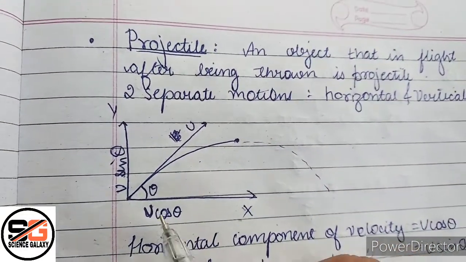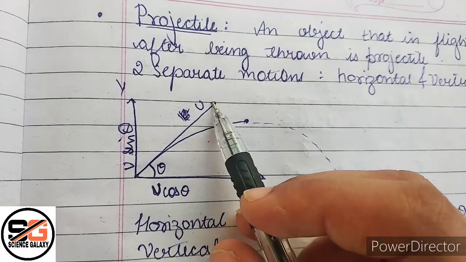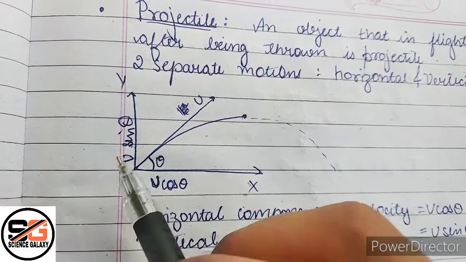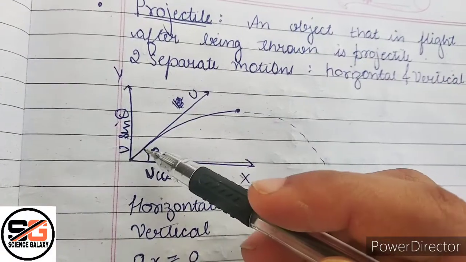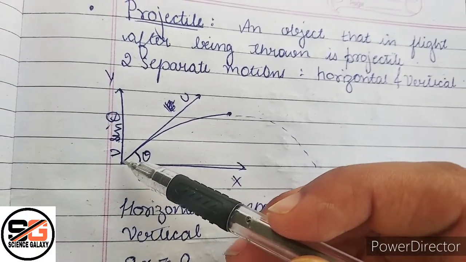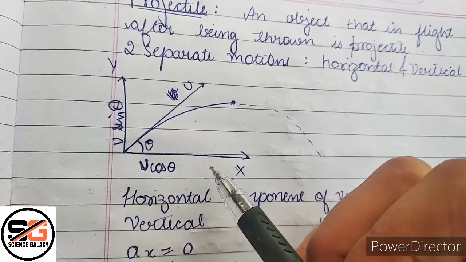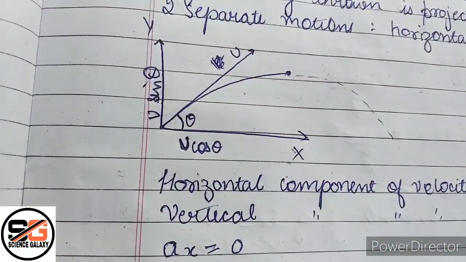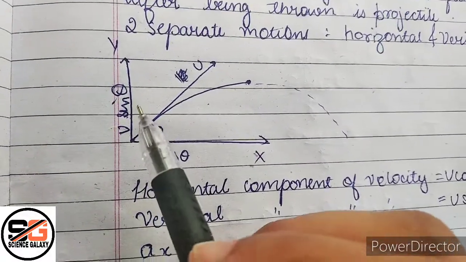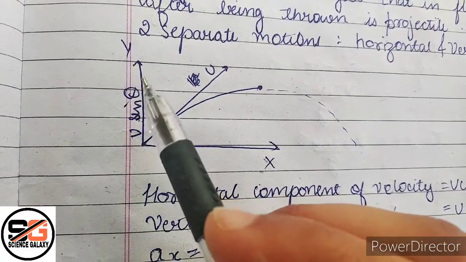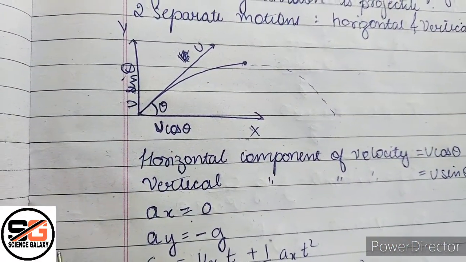Consider an object which is thrown from this point with a velocity u. If this is taken as theta, its vertical component would be u sin theta, while the horizontal component would be u cos theta. So we have two components, vertical as well as horizontal. The vertical component is u sin theta and the horizontal component is u cos theta.